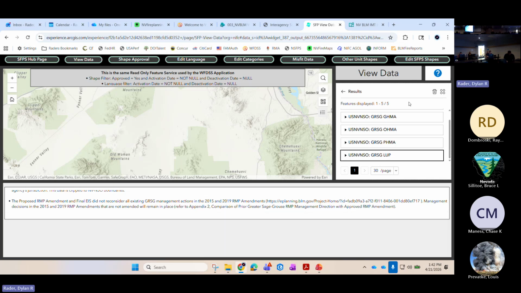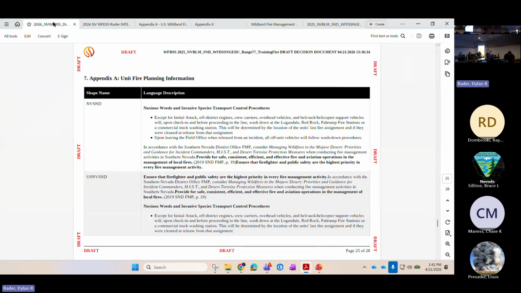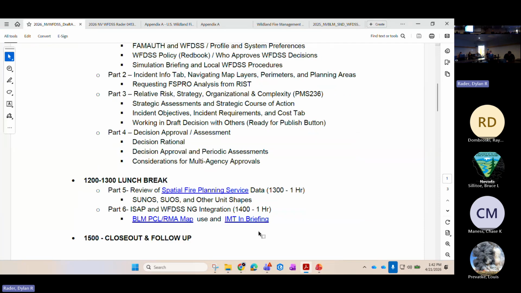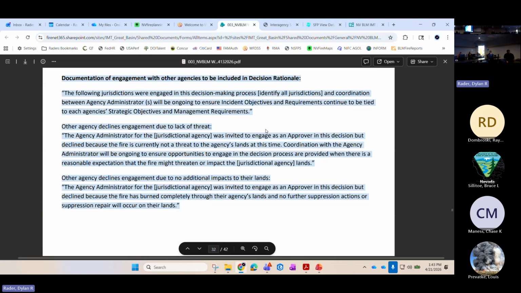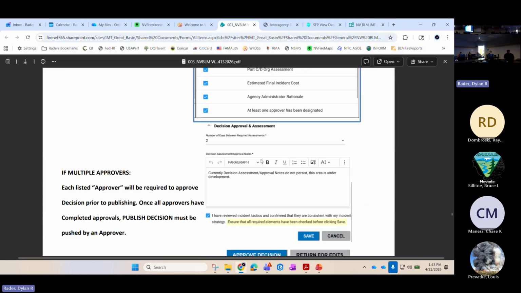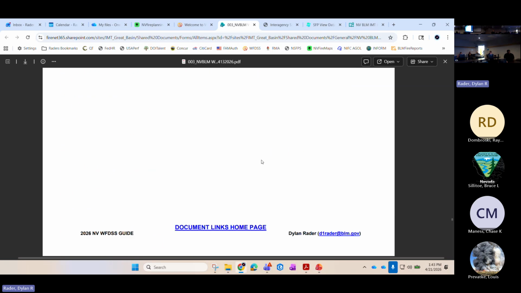So, okay, that brings us to the last portion of the training, and the last thing we're going to talk about is ISAP and WFDS next generation integration. I did want to spend a few minutes talking about ISAP, and again, I'm going to go back to the guide that we talked about, because in this guide we kind of dropped off after we did the decision rationale.